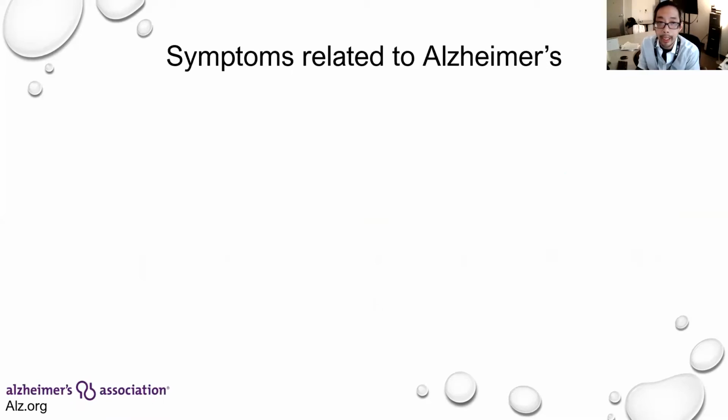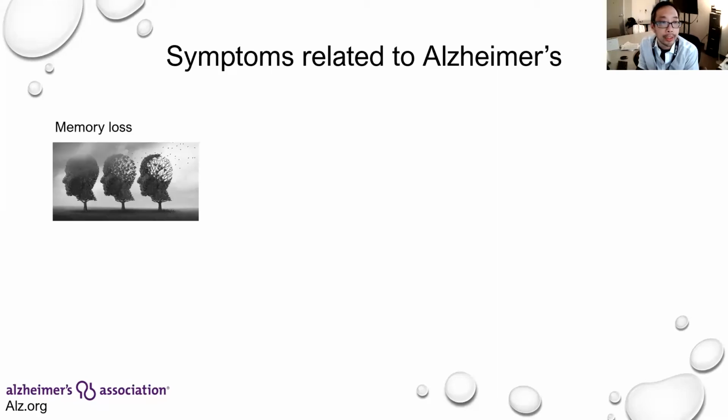So as mentioned previously, most individuals will show symptoms at around age 65. Some of these symptoms include, the biggest one is, of course, memory loss. So people will have an inability to remember recent events or recall new information.